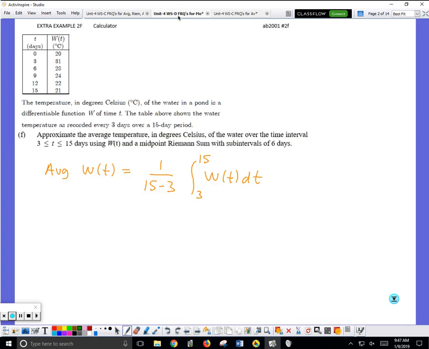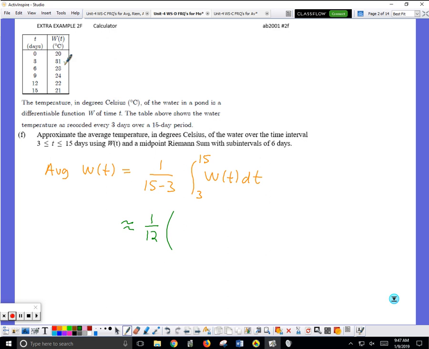Is everybody good to hear? Then I'm supposed to do this with a midpoint Riemann sum with subintervals equaling 6 days. So this becomes 1 over 12. A big warning: as I walked around the room, a lot of people put 1 over 12 here but forgot to write 1 over 12 here. You'll lose a point for that. These are only equal if the 1 over 12 is in both places. So don't forget the 1 over 12.